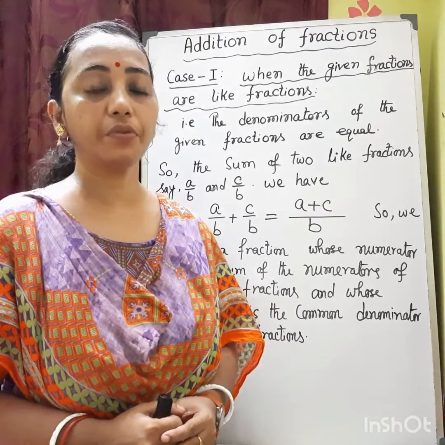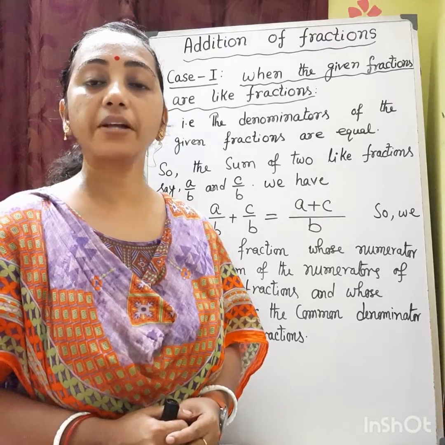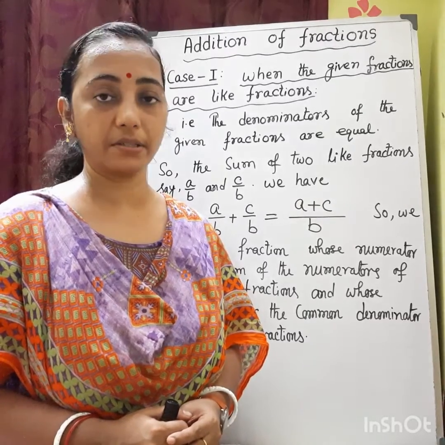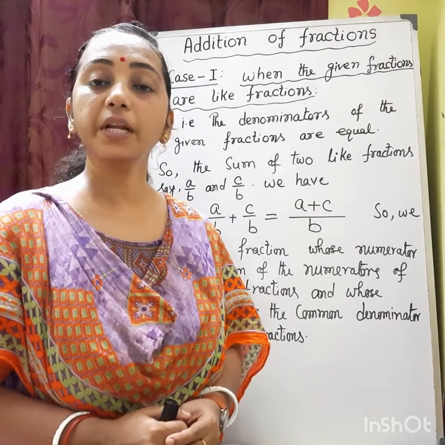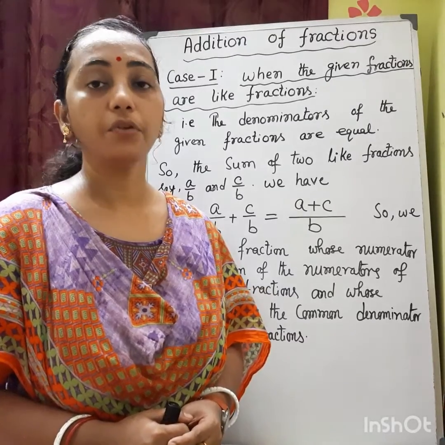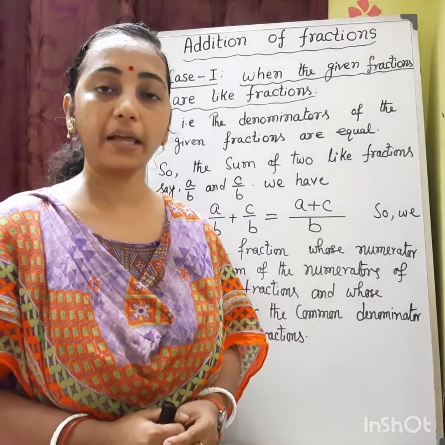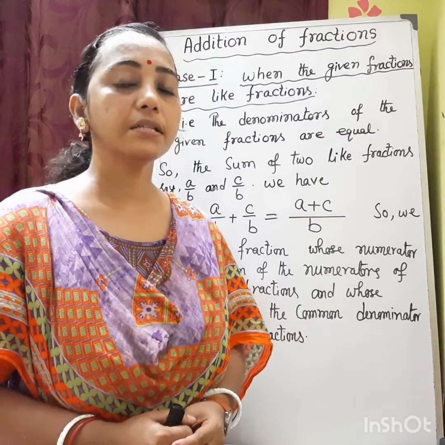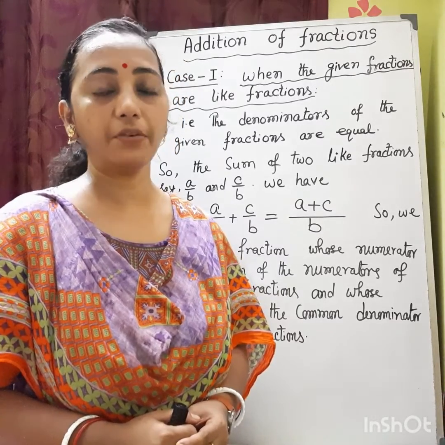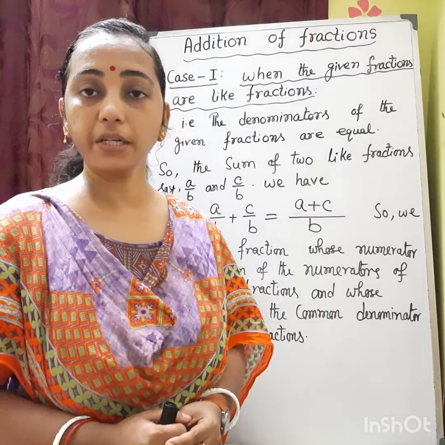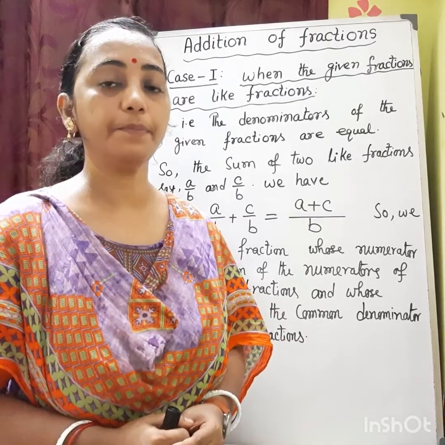And the second case we will consider when the given fractions are unlike fractions. That is, the denominators are unequal. For example, 2 by 3, 5 by 7, 8 by 9, 11 by 10. These are all examples of unlike fractions because their denominators are not same.